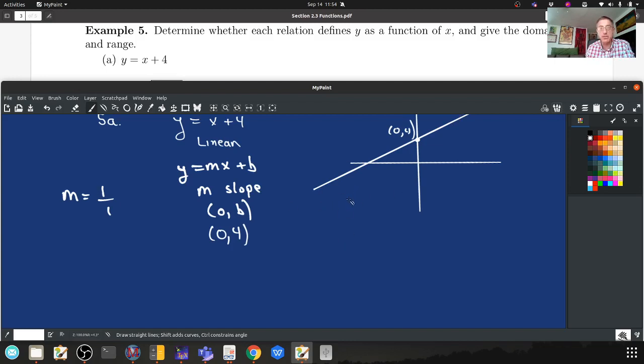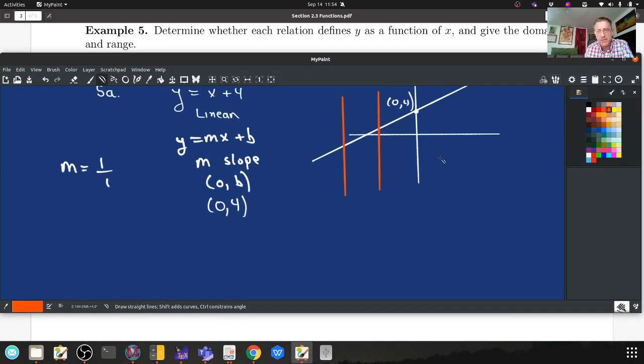Is this a function or not? Think about the vertical line test. Start drawing vertical lines. Is there any place I can draw a vertical line on this graph so that it will intersect this slanted line more than once? And the answer is no. So the conclusion is 5a is a function.